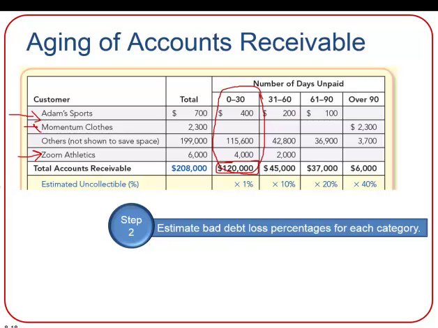So in this case, the business has been around for a number of years and has developed a bad debt percentage based on historical information. So notice that the longer the days unpaid, the higher the estimated uncollectible percent. Okay, so for that 0 to 30 days, in this case, we expect 1% uncollectible. But as the number of days unpaid gets longer, therefore the amounts become more outstanding, the likelihood of not collecting those debts becomes greater. Of course, that makes sense. The long past due amounts are less likely to be collected.